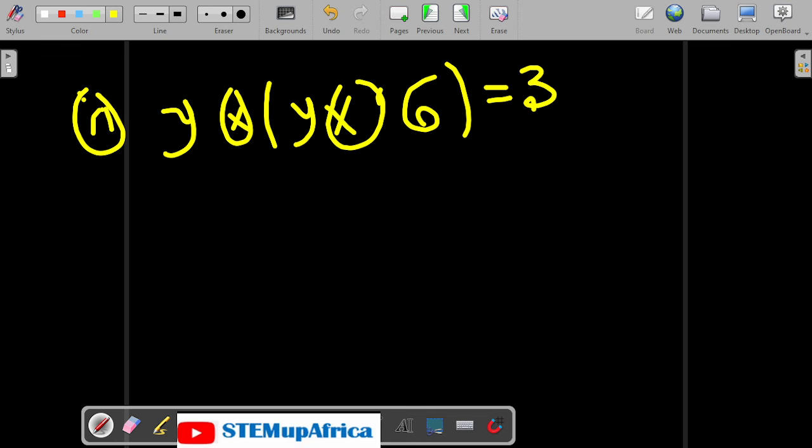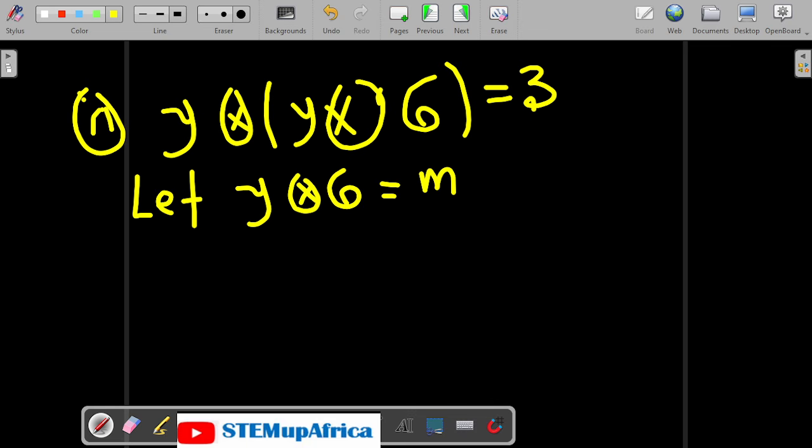First of all, you have to be very careful if you are dealing with a situation like this. So I will say let y multiplying 6 be any alphabet of my choice. Let me say it's m. So in place of y multiplying 6, I will put m. Like I said earlier, you have to deal with the bracket first according to BODMAS. So I'm going to have y multiplying m is equals to 3.